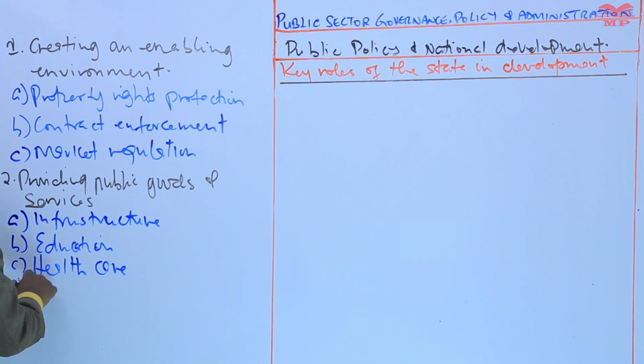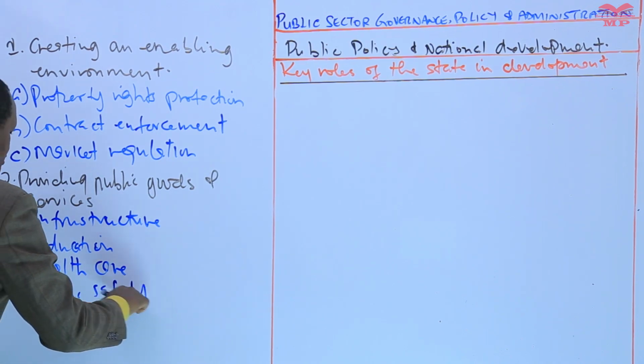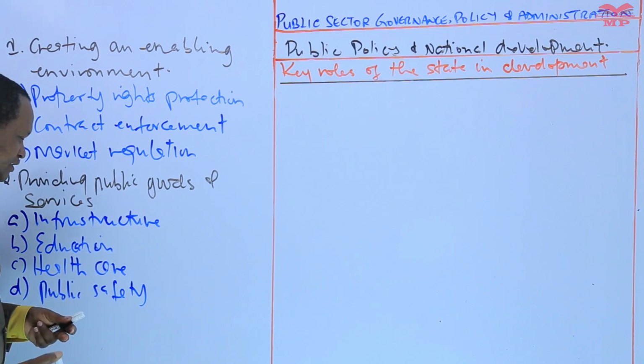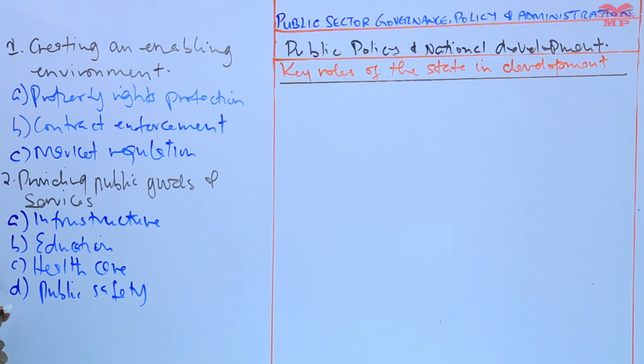Public safety, number three, is also a public service. That means maintaining law and order, protecting citizens from crime, and protecting citizens from violence. Provision of public safety. So that is number two.